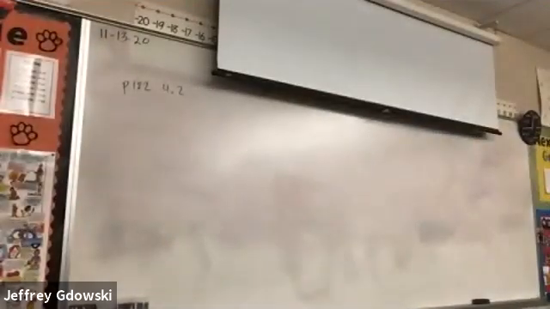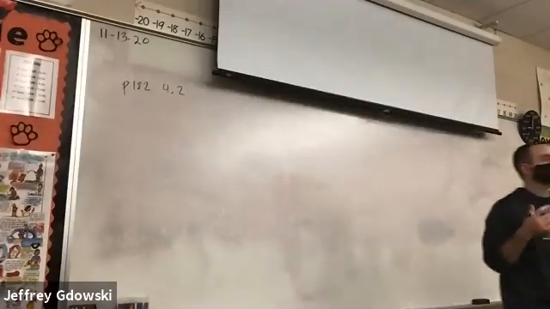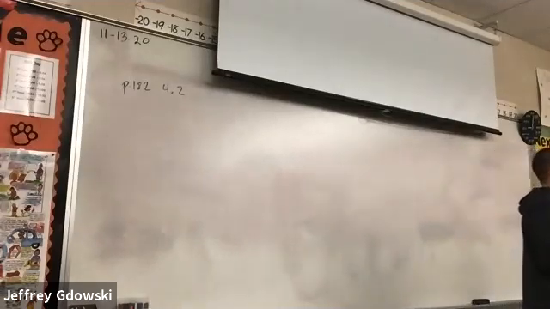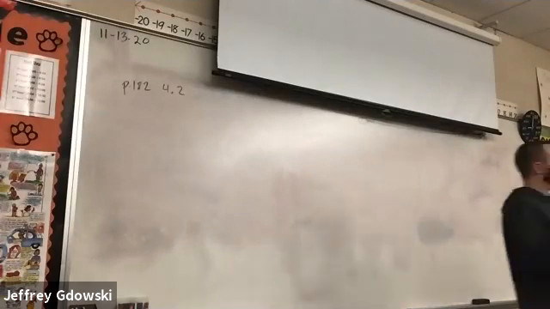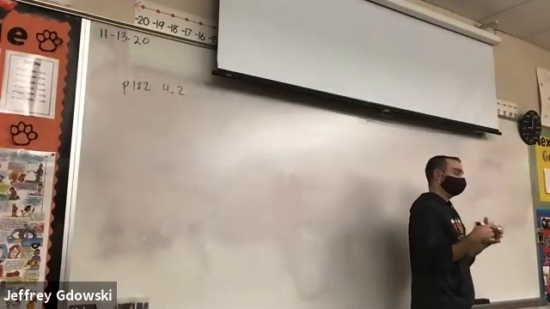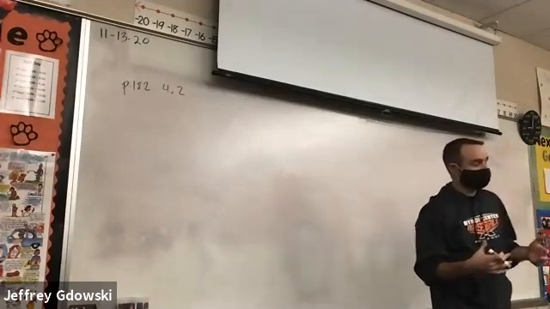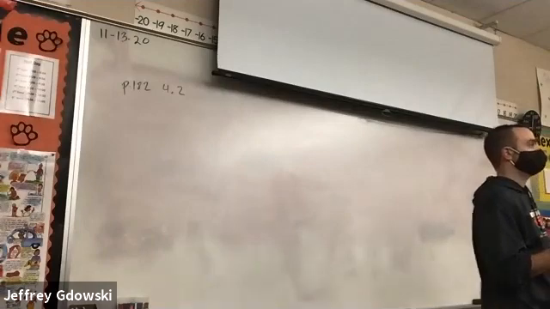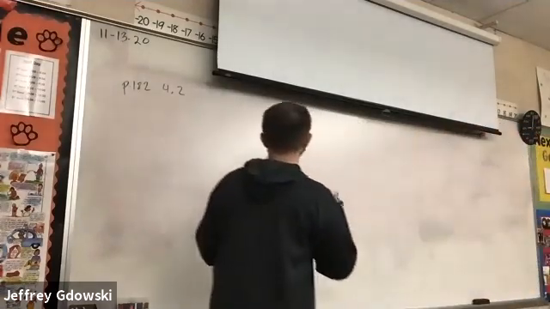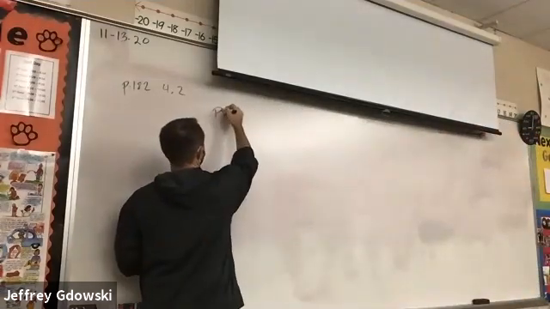All right, so 4.2, page 182, was also a lot with slope-intercept form yesterday and previously, right? That's the main form that we've dealt with, the main equation that we dealt with is slope-intercept form. We're getting a new one today, okay? A new one today. This is called point-slope form.